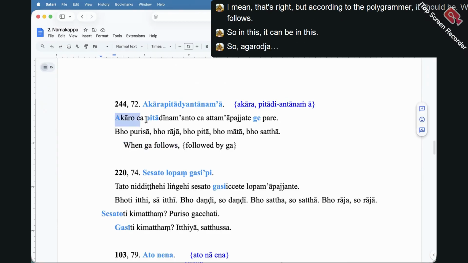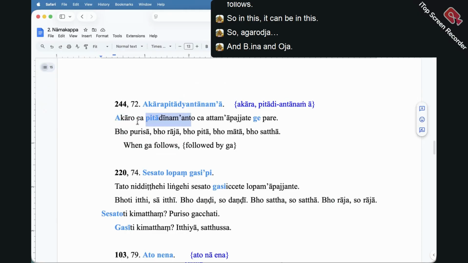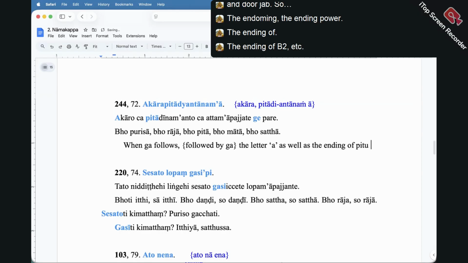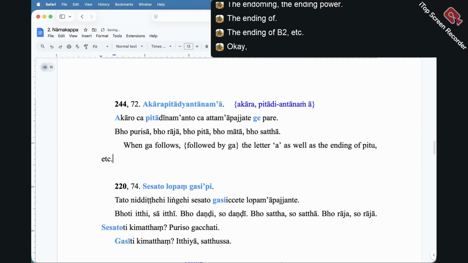So agaroja and bidadina andoja. So agaroja. So the letter R and the ja means as well as so bidadina andoja. So the ando means the ending vowel, the ending of bitu, etc. Okay, later bitu we will explain. So adan abijate. So adan abijate.